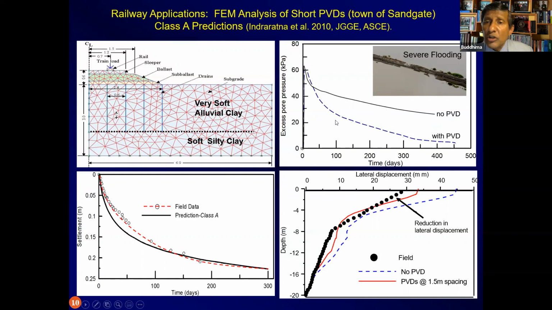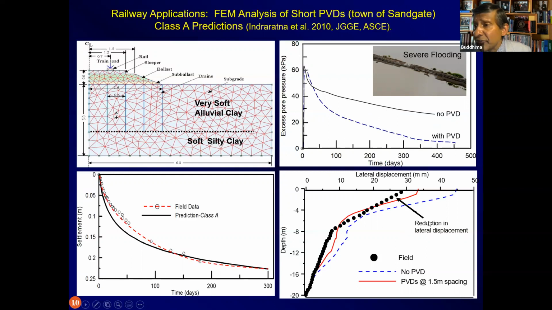But with the use of the PVDs, the excess pore pressures have dissipated substantially, and you can see the rate of pore pressure dissipation coming towards zero, and after about 1 year, the excess pore pressures are insignificant. Same thing with lateral movement.